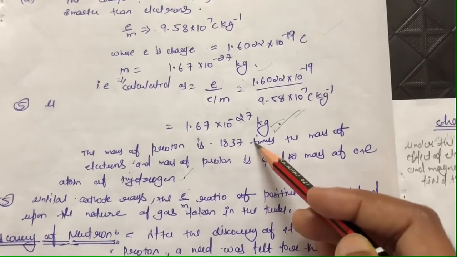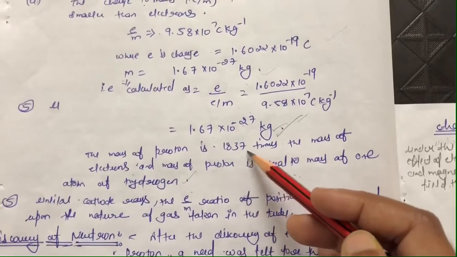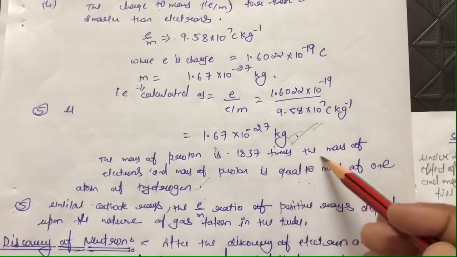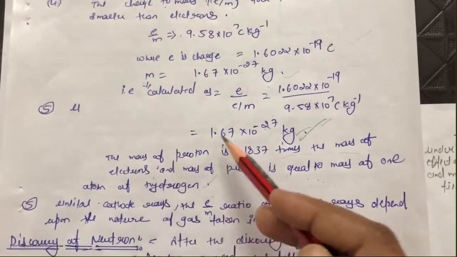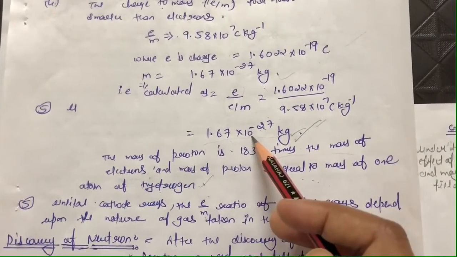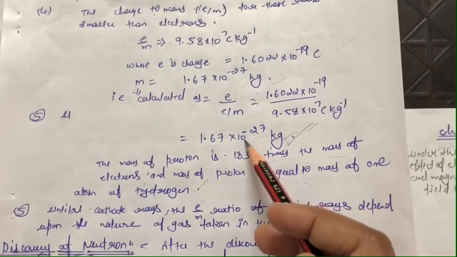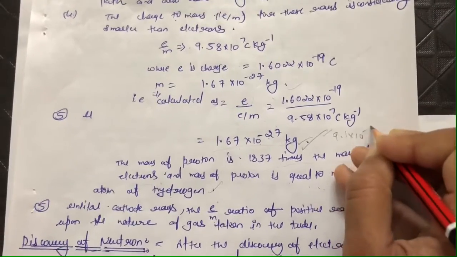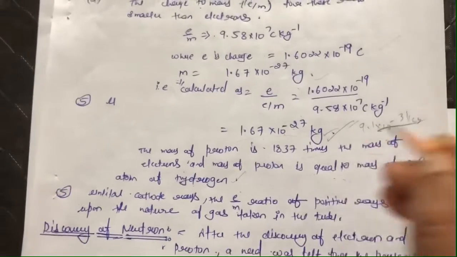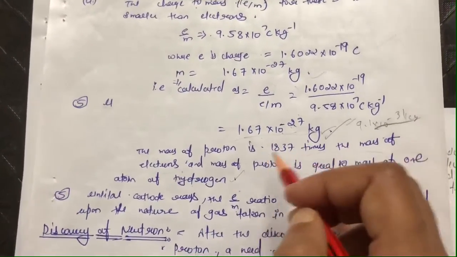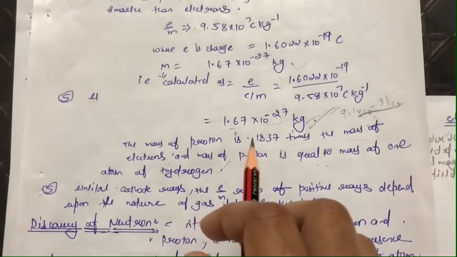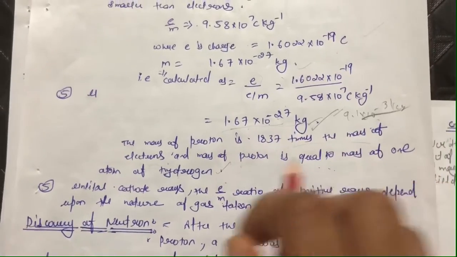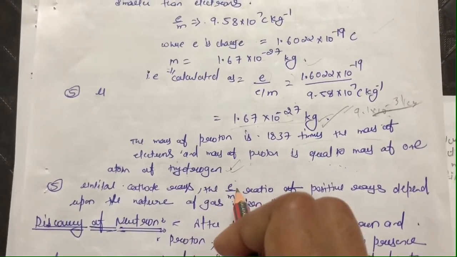As you can see, the mass of the proton is nearly 1837 times the mass of the electron. For the electron we are taking the mass as 9.1 × 10^-31 kg, and the mass of the proton is more as compared to the electron, and the mass of a single proton is equal to the mass of one hydrogen atom.